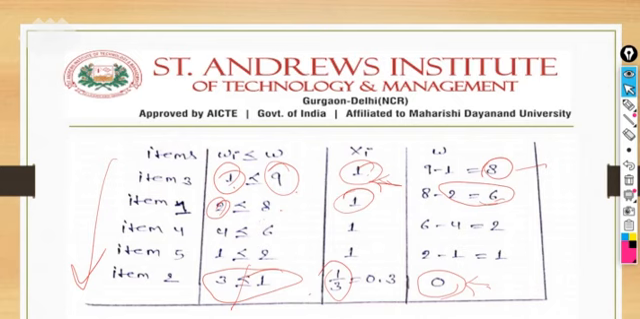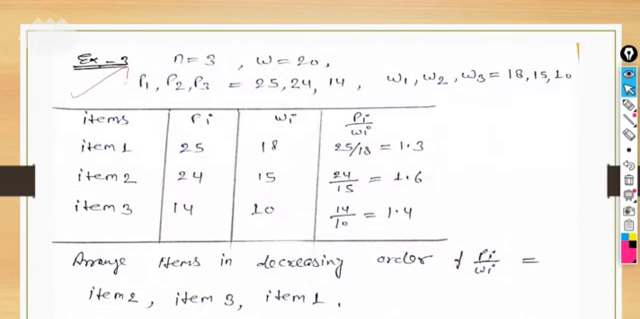In which sequence we have to insert the items is clear to all. First you insert item number 3, then item number 1, 4, 5, and 2. Right. So next we have one more example here.